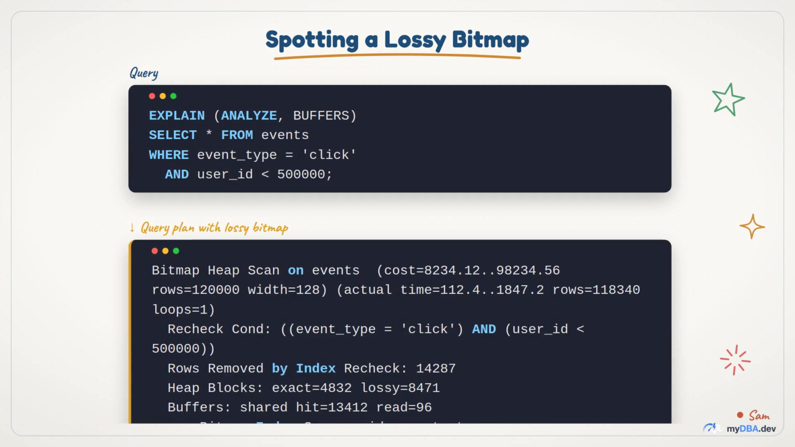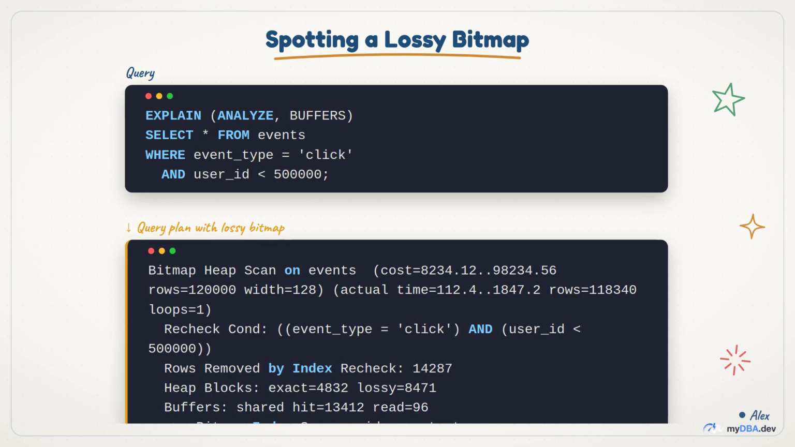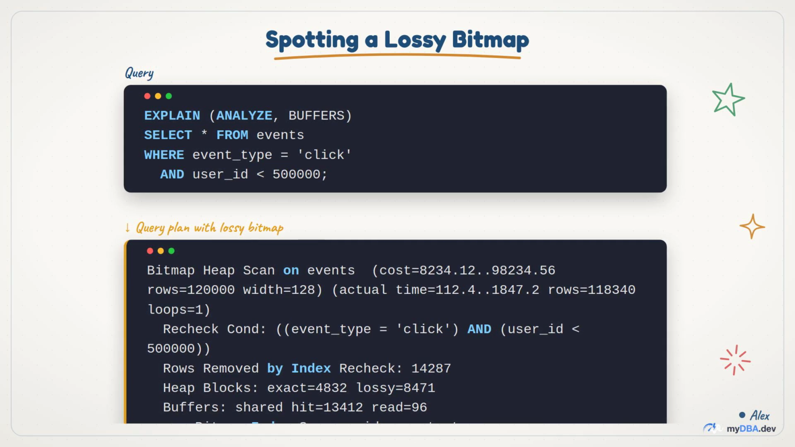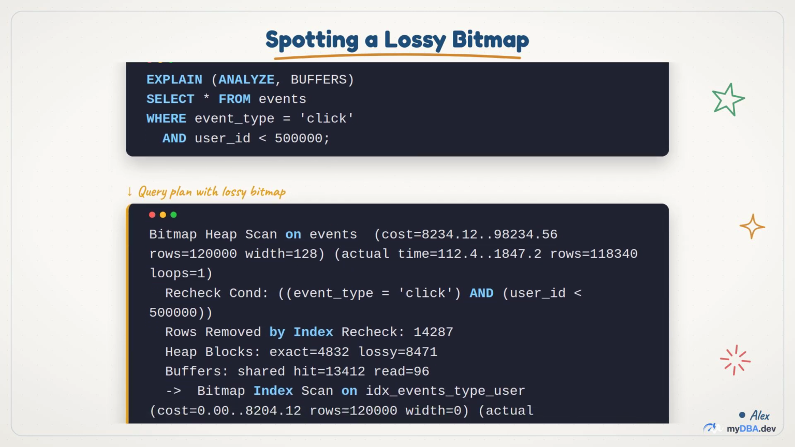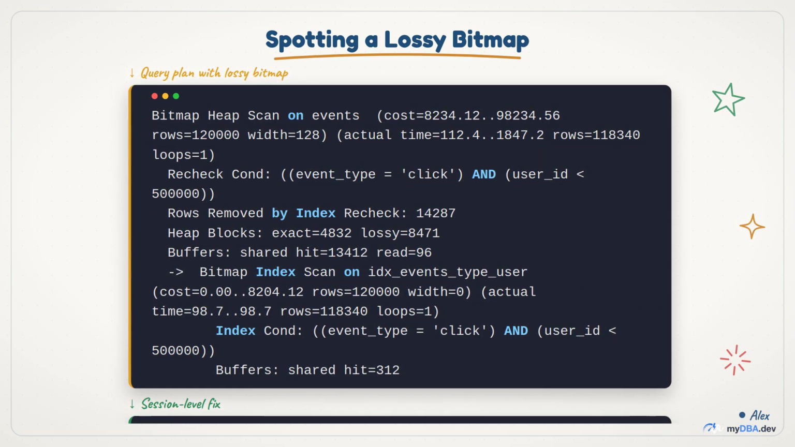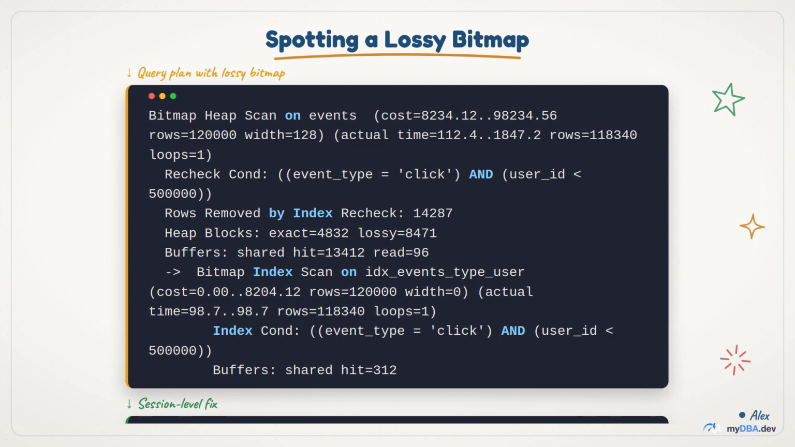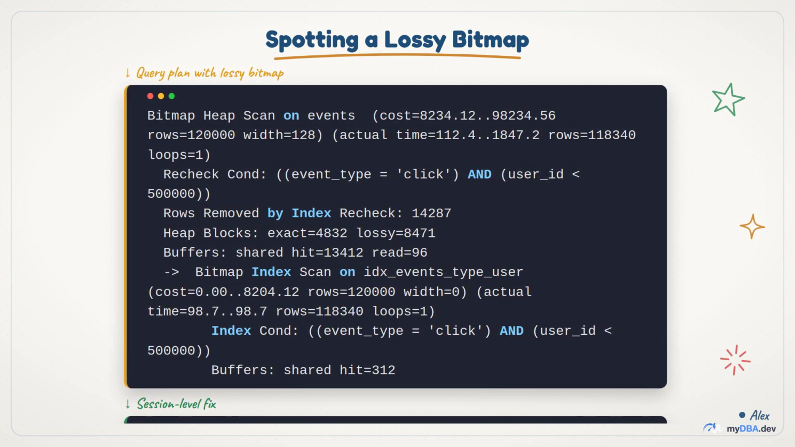Is that bad? Should we be fixing this? It's not ideal, but it's not a disaster either. The query still ran in under 2 seconds. If you want to eliminate the recheck overhead, you can raise work_mem for this session or globally. 16 megabytes would likely keep the bitmap exact, but always test. More work_mem means more memory per operation, and that can hurt concurrency if you've got a lot of parallel queries.